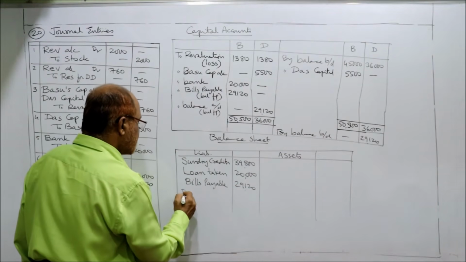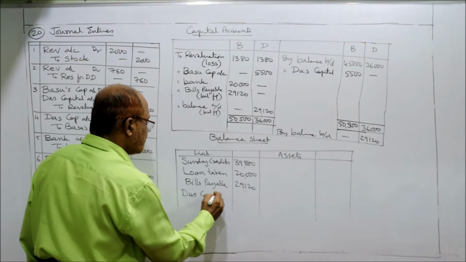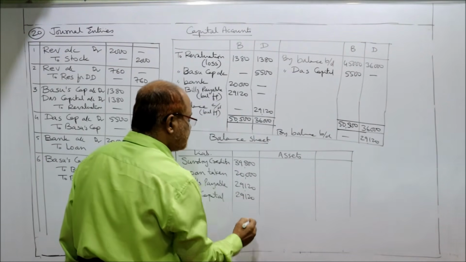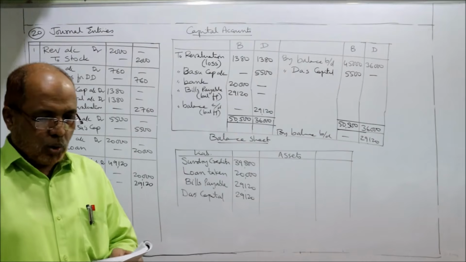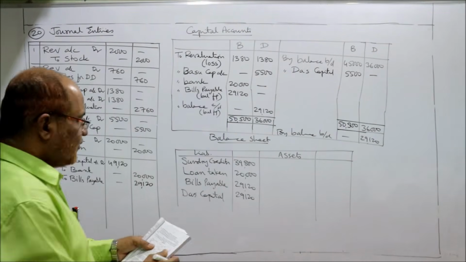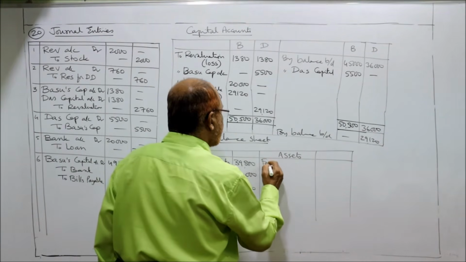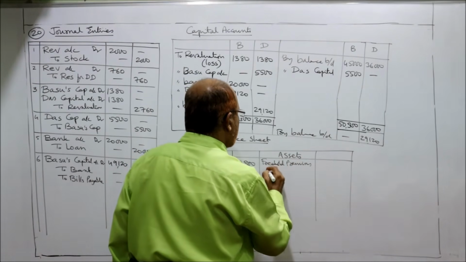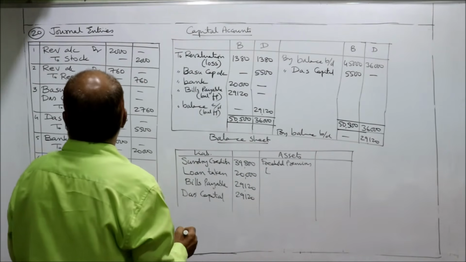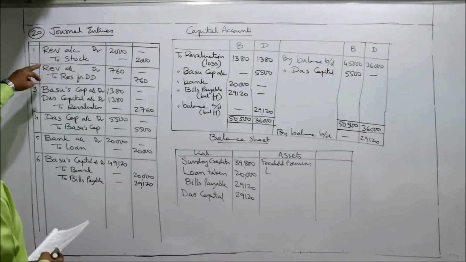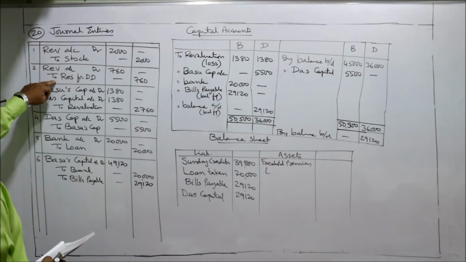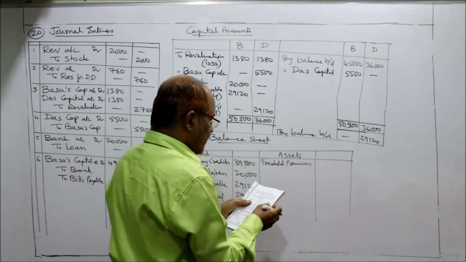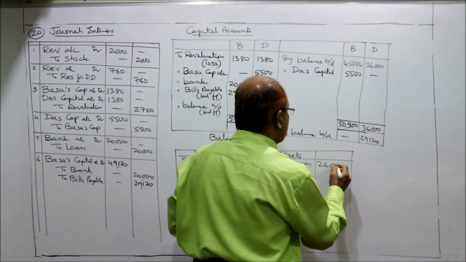Similarly, Das Capital at the end of the year is 29,120. Right? Over. Now we'll come to the asset side. Freehold premises. The old value. There is no freehold premises. Only revaluation is there on stock and reserve for doubtful debts. That's it. So freehold premises, same value, 26,000.